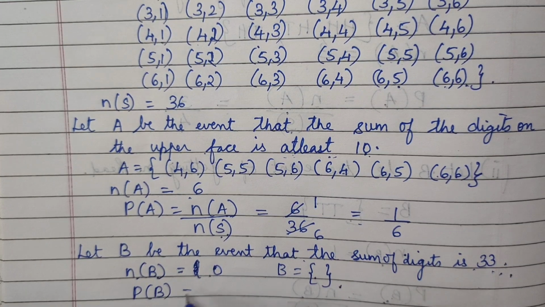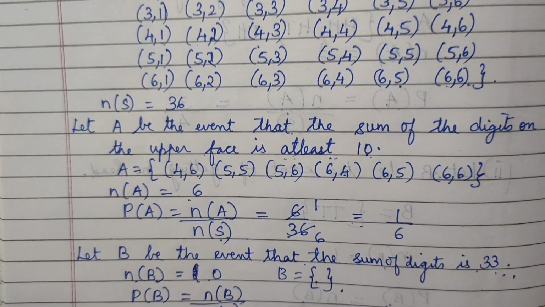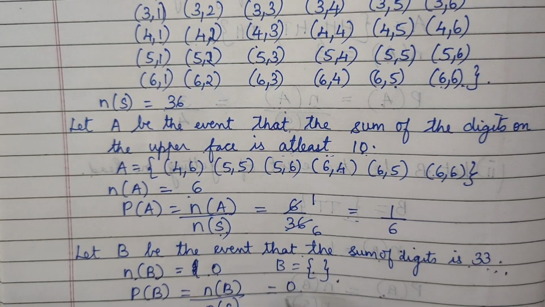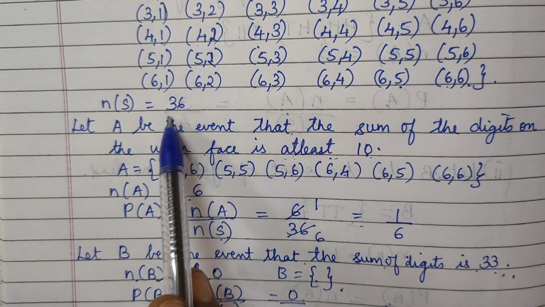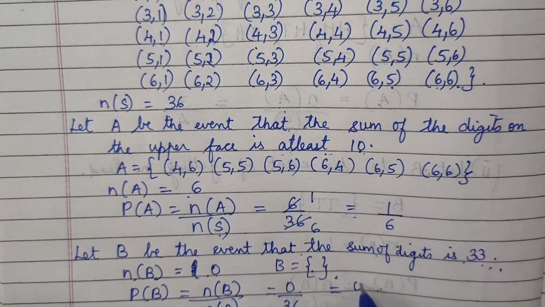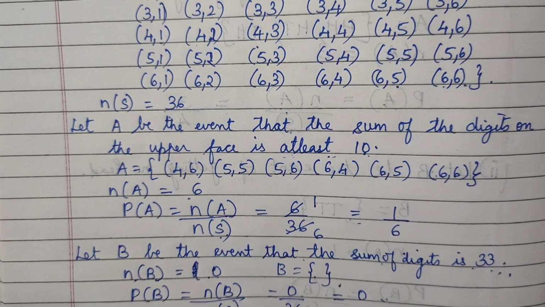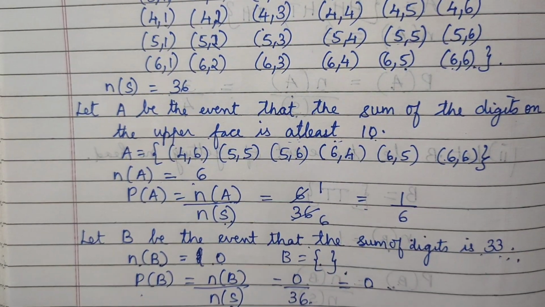P of B is what? N of B upon N of S, right? So N of B is 0 upon the sample space, which is 36. So 0 upon any number is 0. So what did you get? P of B is 0. You got it. Let's go for the third event.